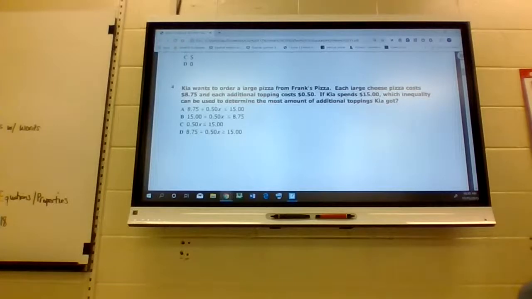Number 4, Kia wants to order a large pizza from Frank's Pizza. Each large cheese pizza costs $8.75, and each additional topping costs 50 cents. If Kia spends $15, which inequality can be used to determine the most amount of additional toppings Kia got?